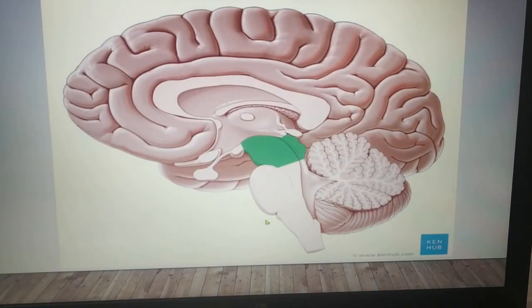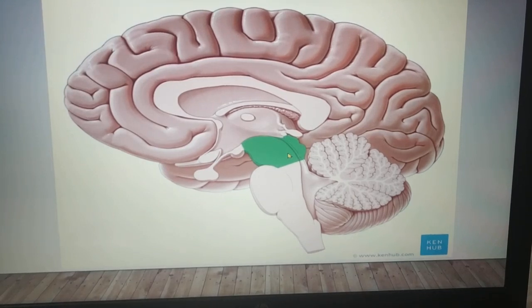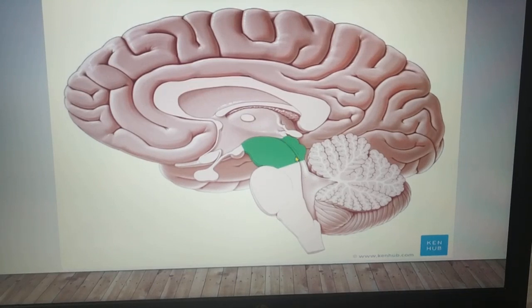The midbrain is also called the mesencephalon. The green colored region is the midbrain, which is a short segment of the brain. It is around 2 centimeters in length and in width. It contains the cerebral aqueduct. You can see here a canal-like structure which communicates the fourth ventricle with the third ventricle. This aqueduct is called the cerebral aqueduct or aqueduct of Sylvius.